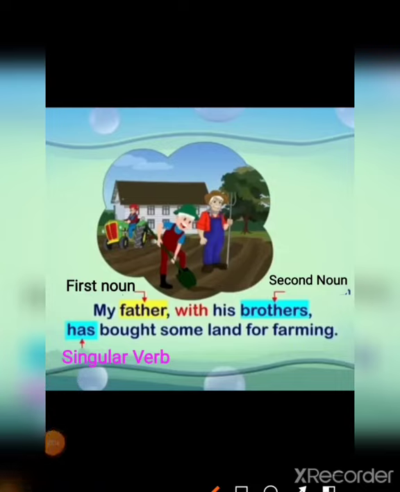My father. So who is the actual subject? My father is the subject. With his brothers is a phrase. It is the second noun. The first noun is my father. The actual sentence is: my father has bought some land for farming. But with his brothers is a small phrase that is added over here. Do not look at it. So here, my father has bought some land for farming. My father is the singular subject, so that is why the singular verb will follow.